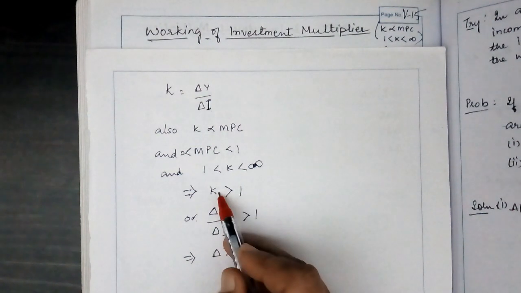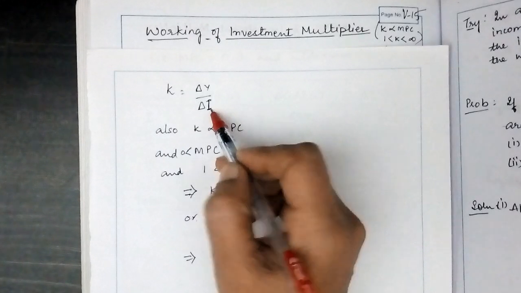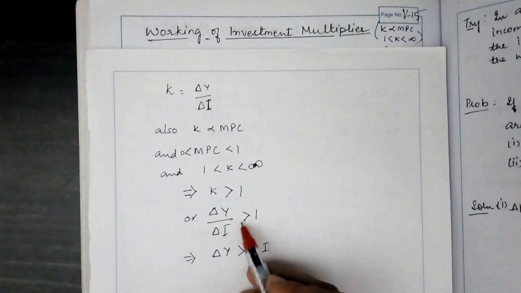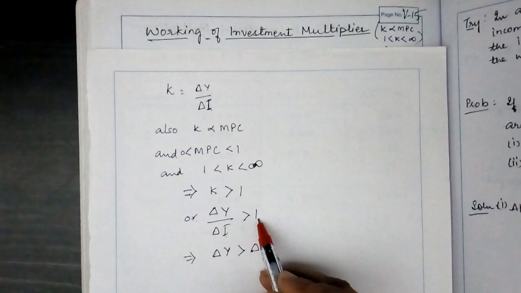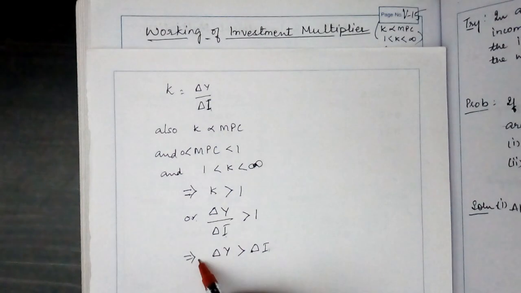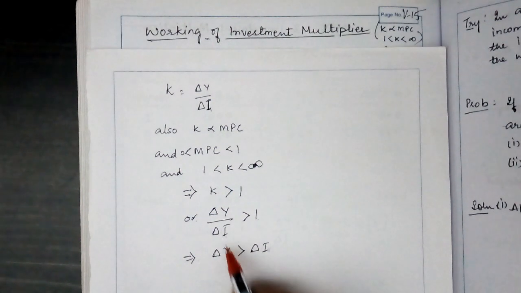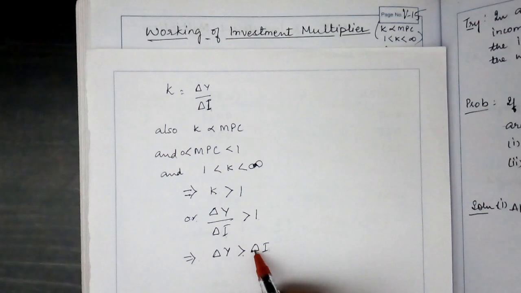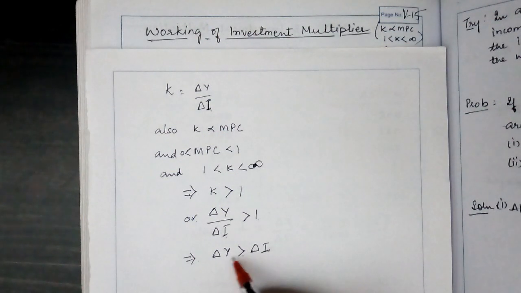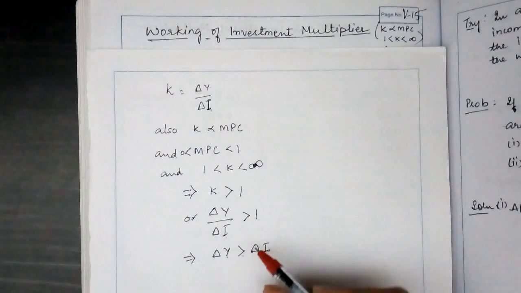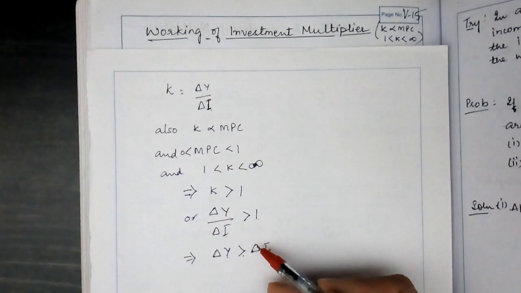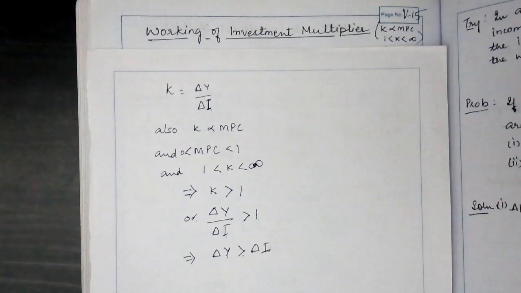Or instead of K, we can write delta Y by delta I. So delta Y by delta I is greater than 1. This implies that delta Y is greater than delta I. So a change in investment will always cause a multiple change in income. Now that is how the investment multiplier works. Let's now try to understand this with the help of a numerical example.